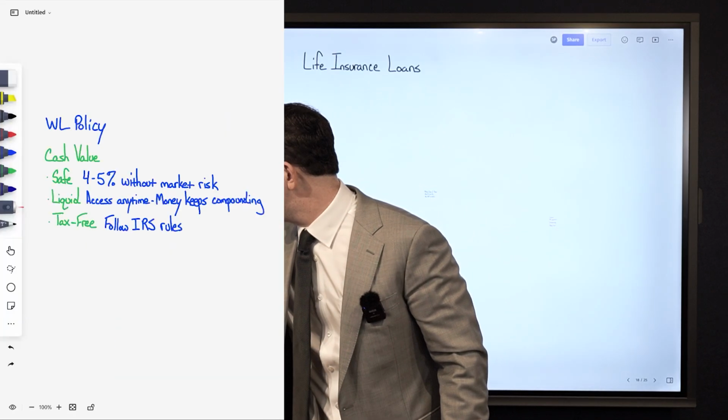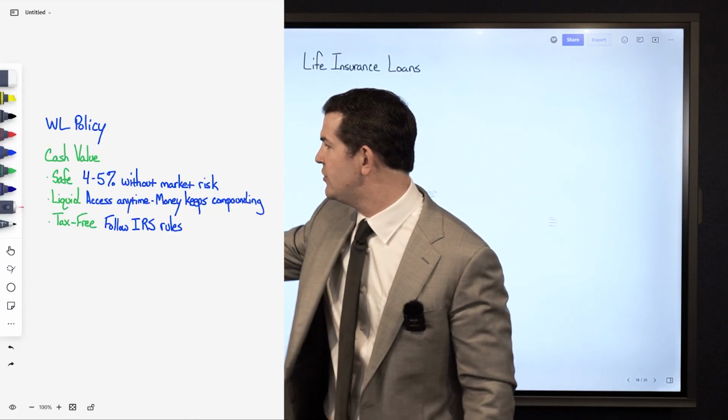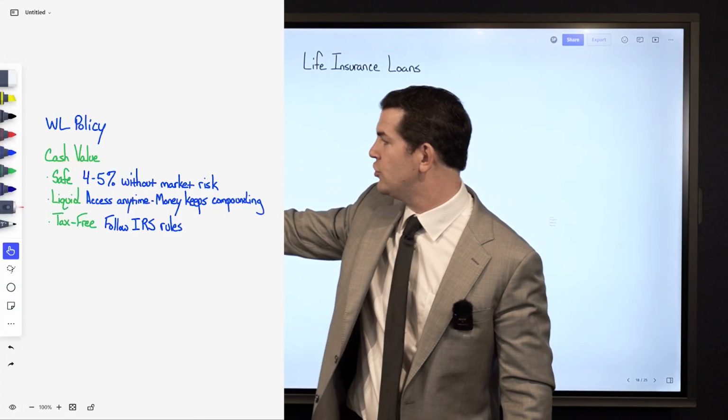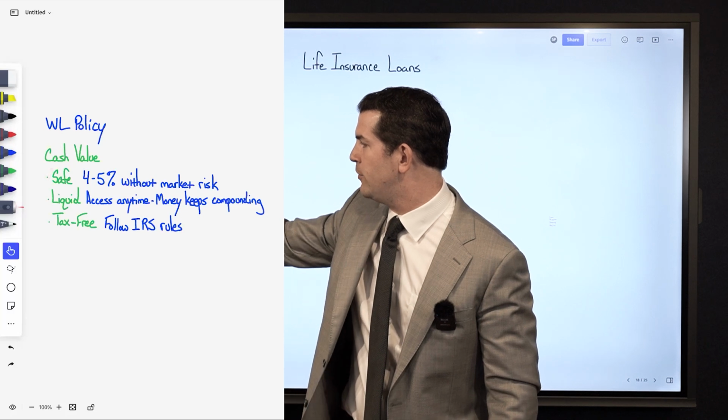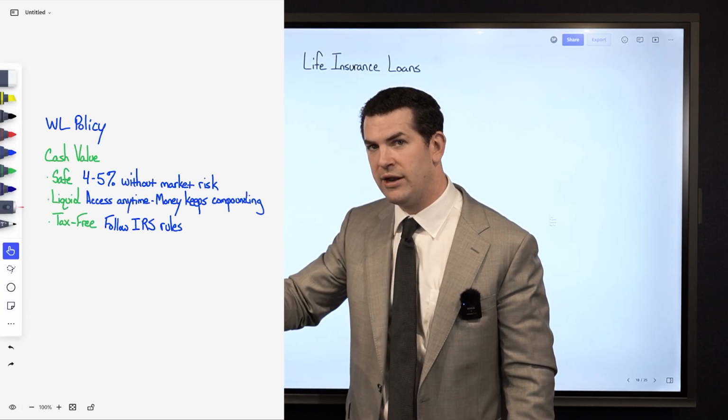So what we'll look at is someone funding a whole life insurance policy. They are primarily interested in the cash value. Typically, we see people interested in whole life insurance because it's a safe place they can put money. They can access it anytime they'd like, specifically through that loan feature.